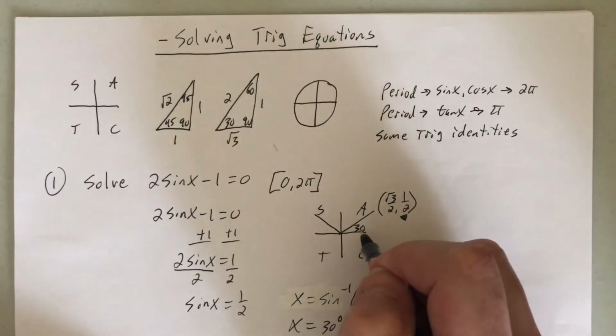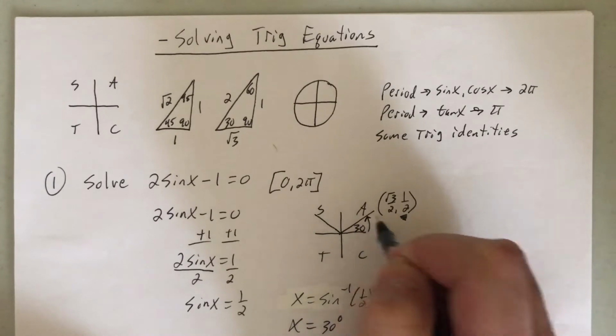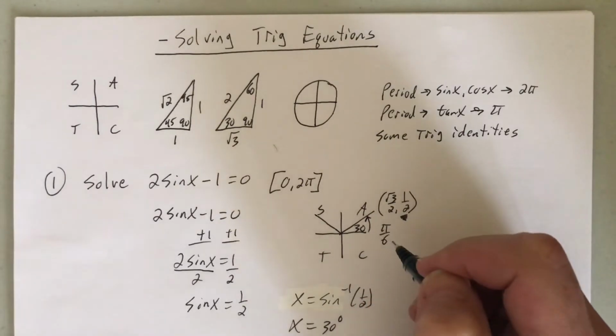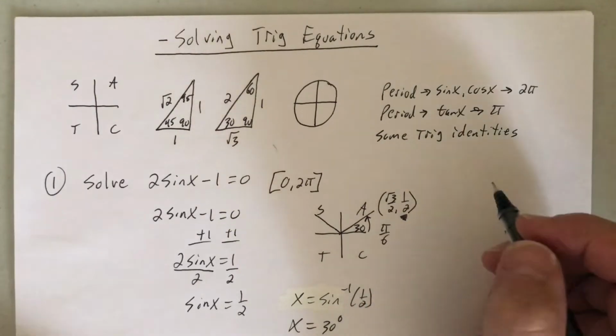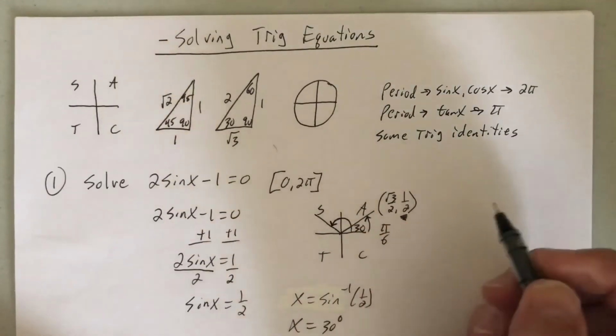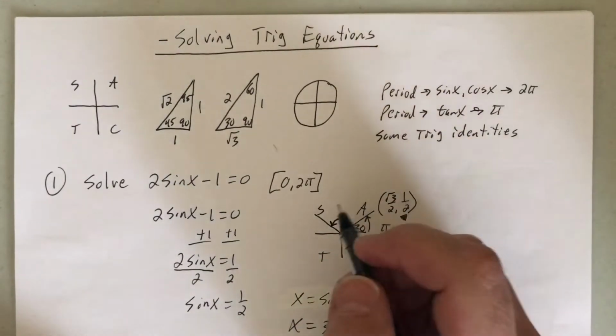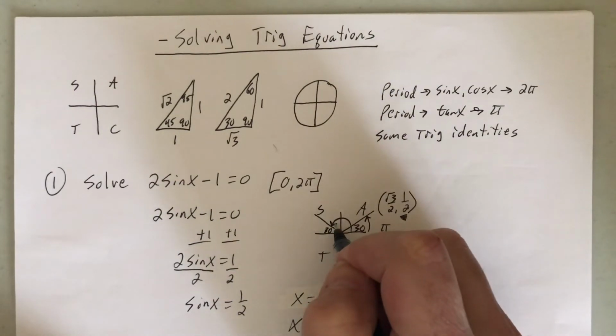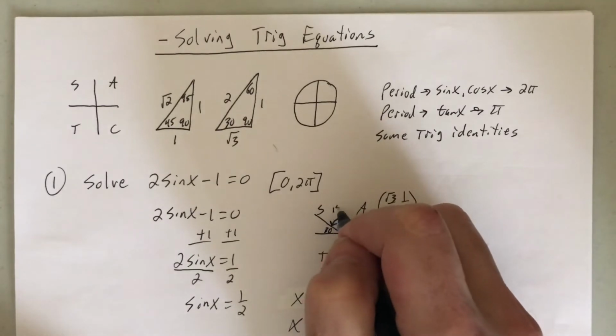So this right here is the quadrant 1 angle, which is 30 degrees. That is pi over 6, because we're going to want the answer to be in radians. Then this, from here to here, is our quadrant 2 angle. This right here would be your reference angle, which is 30 degrees. So from here to here is 150.